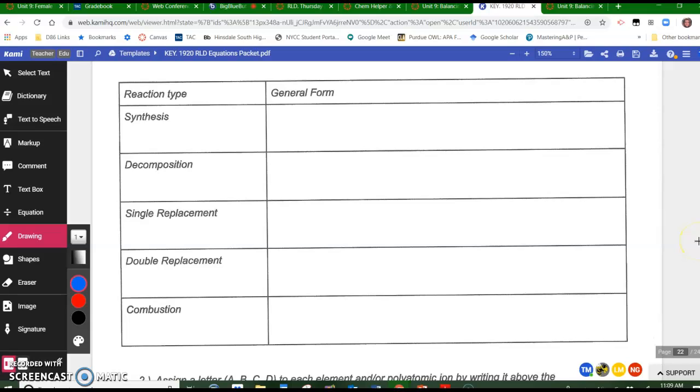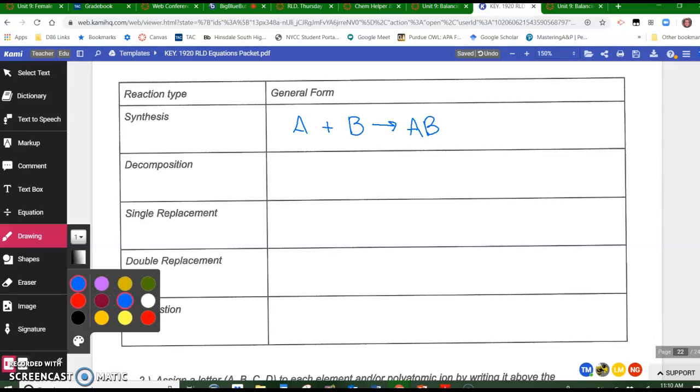So the general form for a synthesis reaction, and if you recall, if something is synthesized, it's like you're taking two things and you're bringing them together. So the general form for a synthesis reaction is A plus B yields AB. And you guys should write that down on your packet page that corresponds to this one.